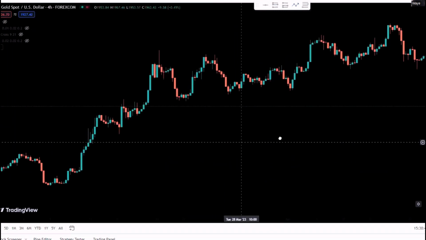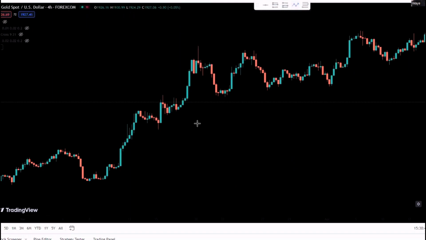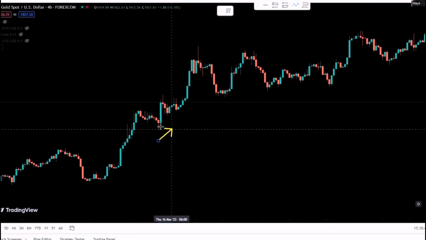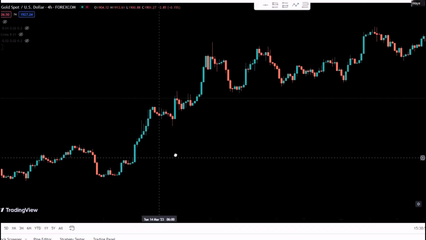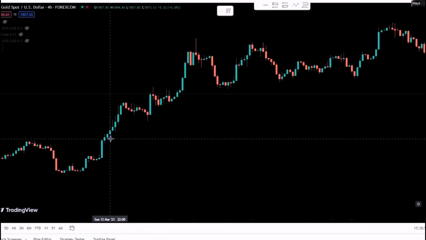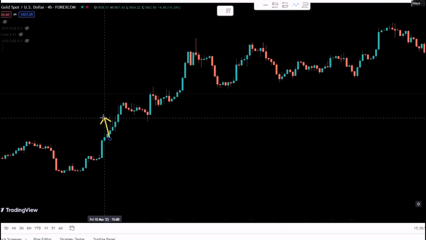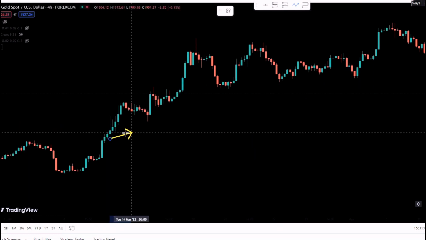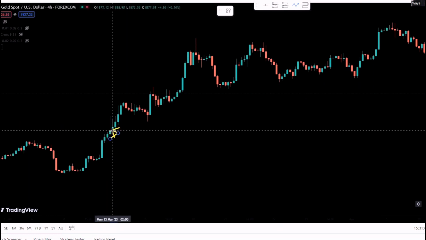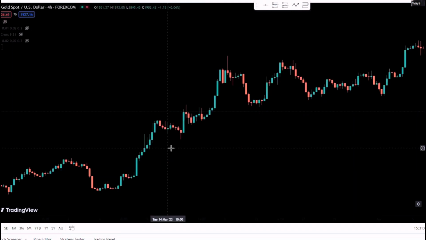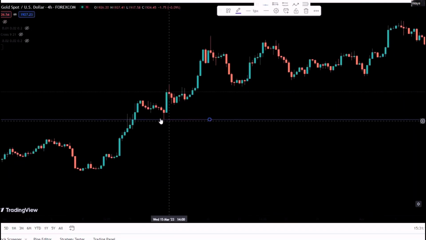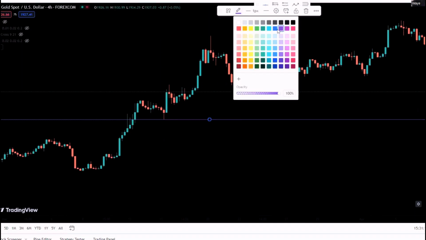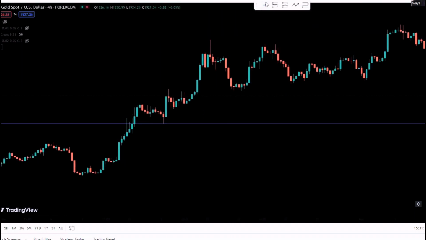Now, wicks tell a story. Wicks explain that price hit this level, but rejected and closed back up. Or in this case, for a green candlestick, price shot up and then it hit this level, rejected and closed back down here. I like to trade looking at wicks because watch this here. We're just going to put a line right here, right? We're just going to put a line right here. And we're going to put a line at this wick right here.